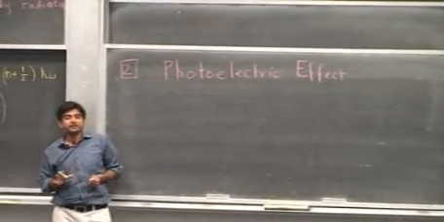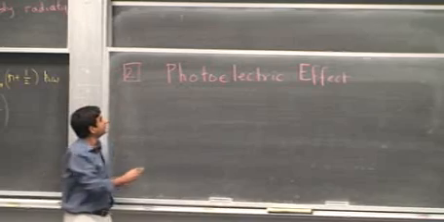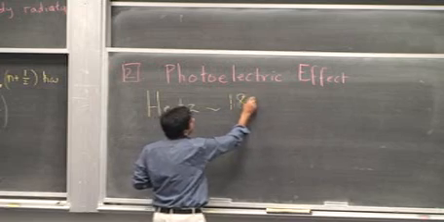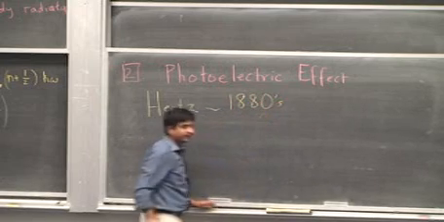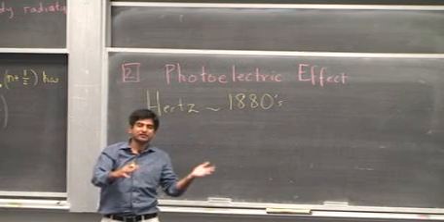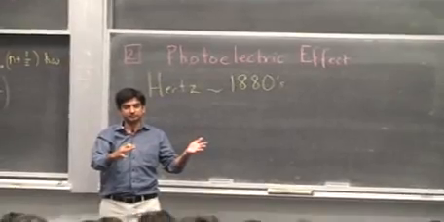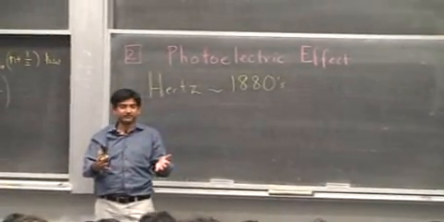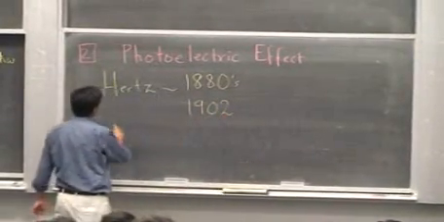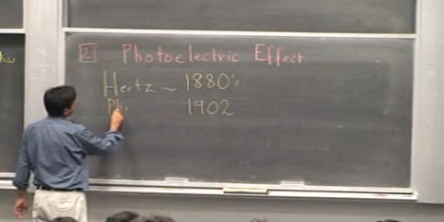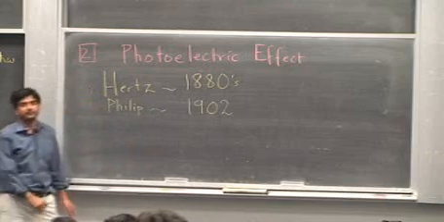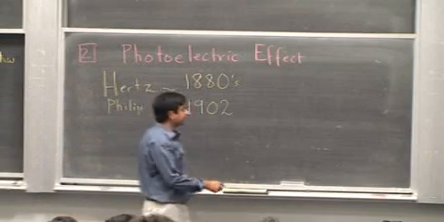Have you ever heard the name Hertz? So Hertz, around the 1880s, discovered that if you have a metal and you shine light on it, electrons are ejected from the metal. So this is called the photoelectric effect. Then in 1902, Philip Lenard performed an experiment. The basic idea of the experiment was as follows.